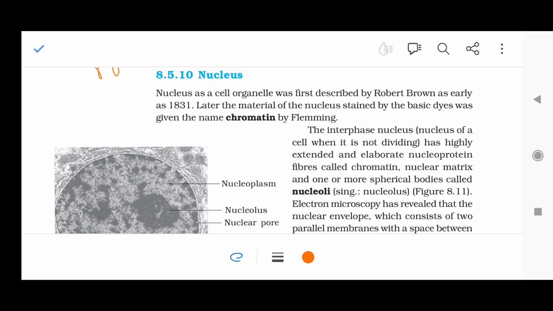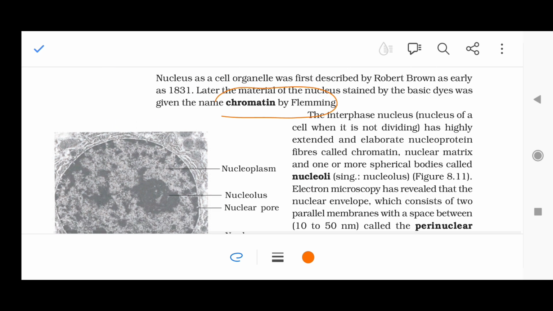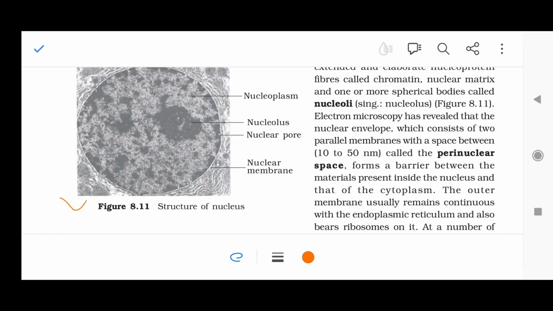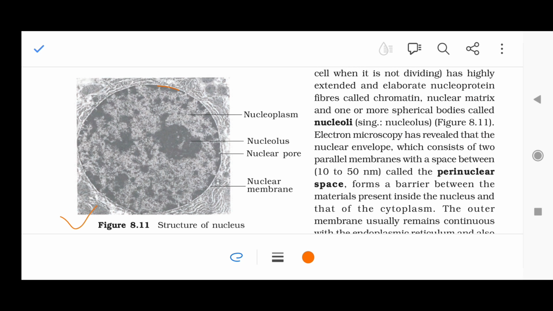So basically nucleus as a cell organelle was first described by Robert Brown as early as 1831. Later the material of the nucleus stained by the basic dye was given the name chromatin by Fleming. So with the help of basic dyes, it was stained and given the name of chromatin by Fleming. In this image, it is clearly visible. This stained portion, this one is a nucleus.